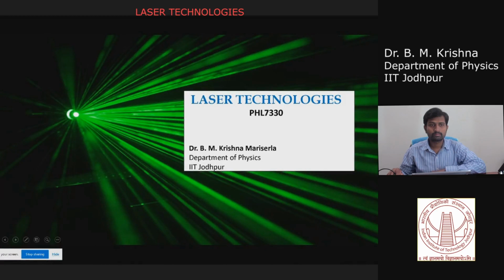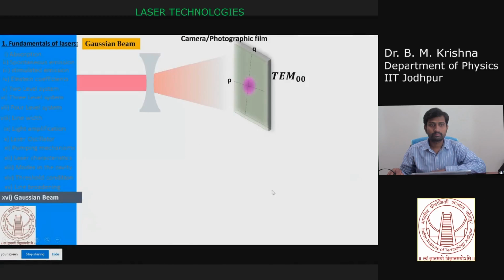In the last class we discussed the Gaussian beam. We will continue with Gaussian beam profiles and their parameters. As we know, in many practical laser systems the fundamental mode is a Gaussian mode.